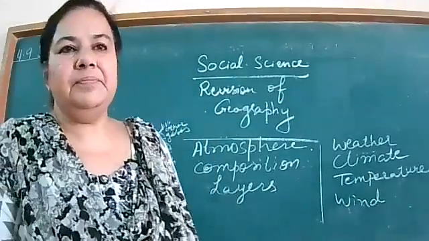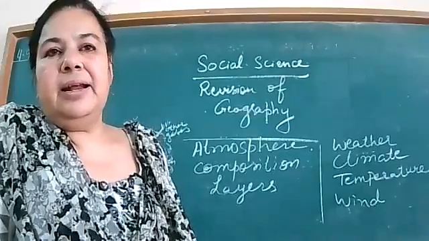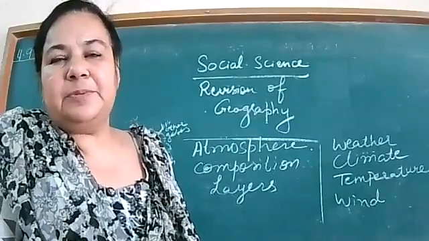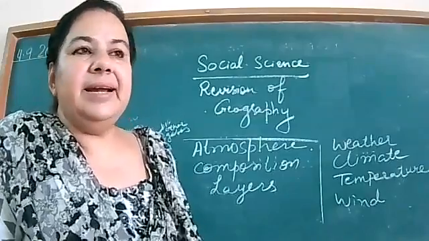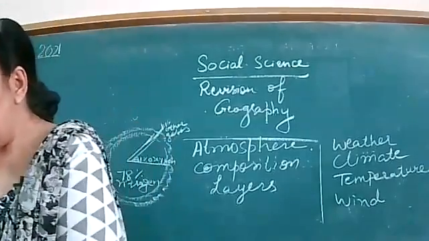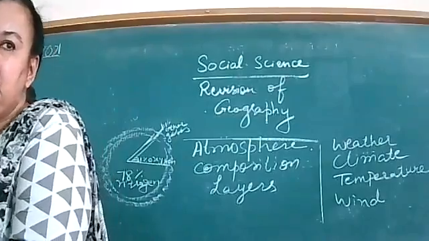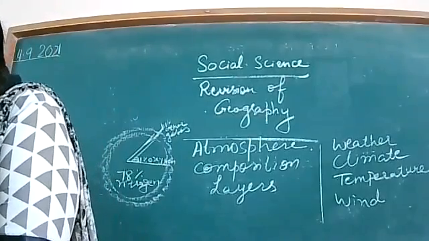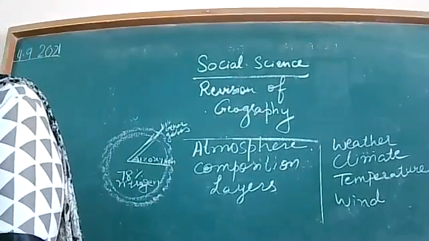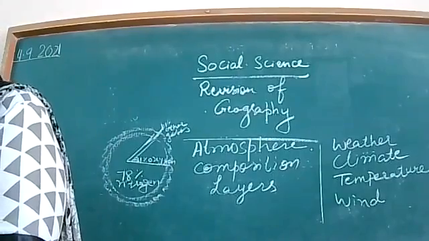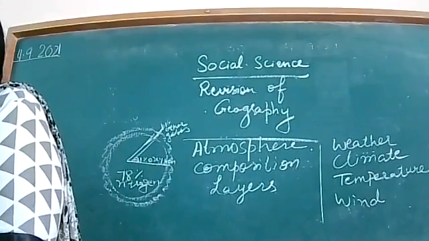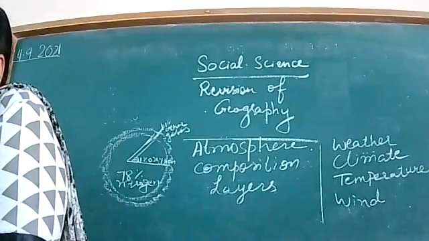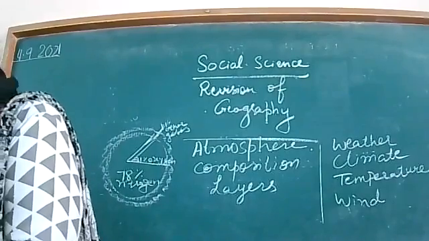There are two types of tide: high tide and low tide. High tides are also known as spring tides, and low tides are also known as neap tides.